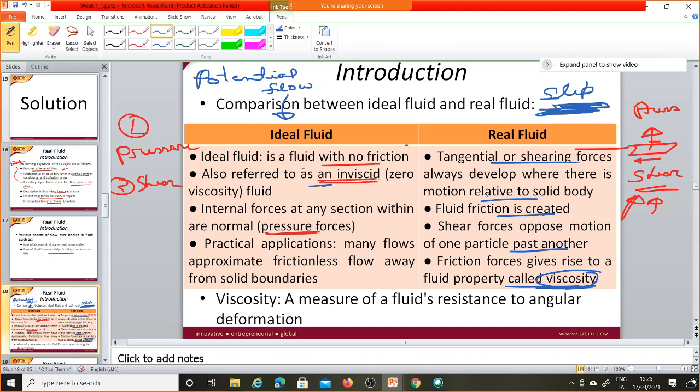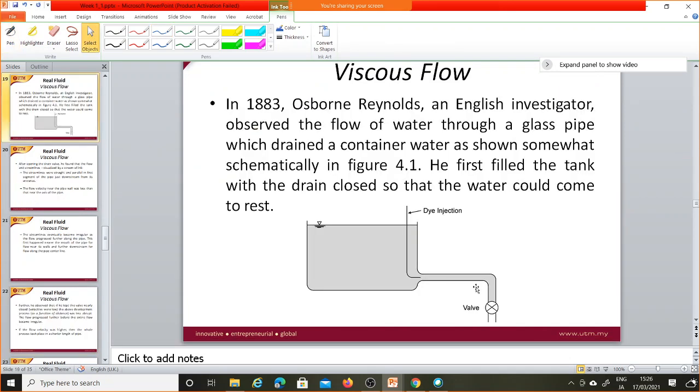Viscosity is actually a measure of the fluid's resistance to angular deformation. It means that if you want to pass through a fluid, you must overcome the resistance. It's a measure of the fluid resistance, actually. So a more viscous fluid gives more resistance. Okay, so we have the viscous flow. This is the basic thing that you probably already know.